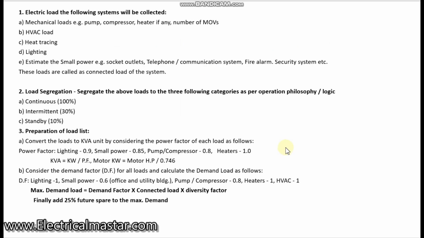Okay, before you size the transformer, you should know some basic details. The first one is the connecting load. So you need to find what the connecting loads are in that MCC panel or switchgear.